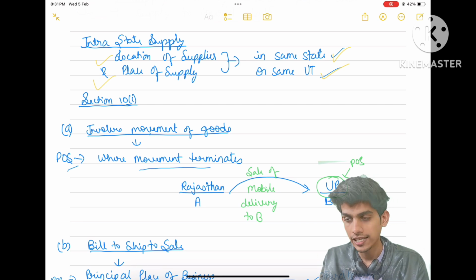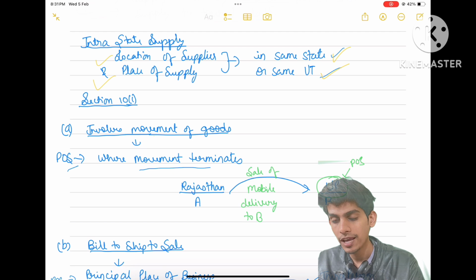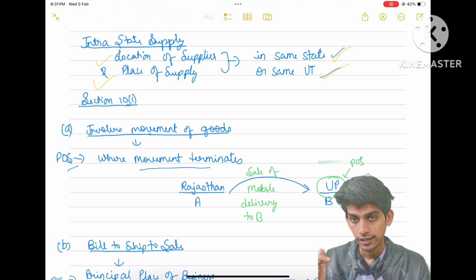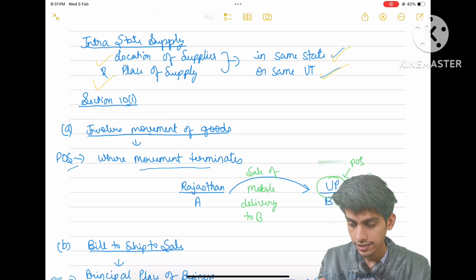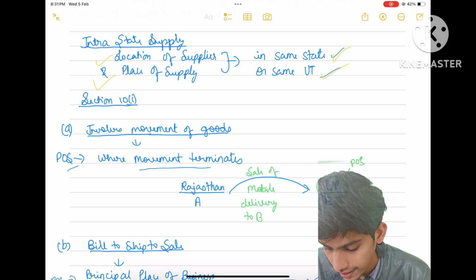Okay. So now we will be reading the provisions of Section 10. Section 10 deals with domestic transactions involving goods. For services we have Section 12. So this section will cover all the transactions for goods, and it will tell us how the place of supply will be determined.